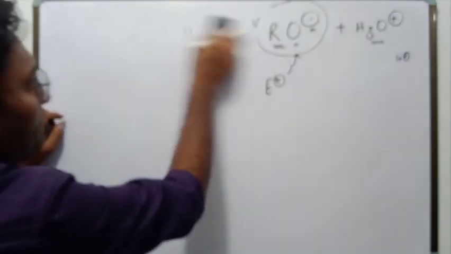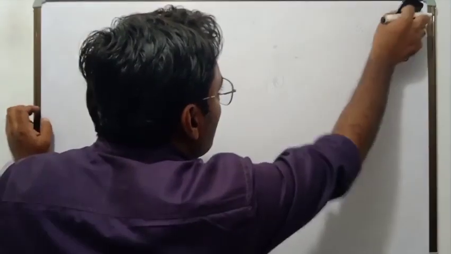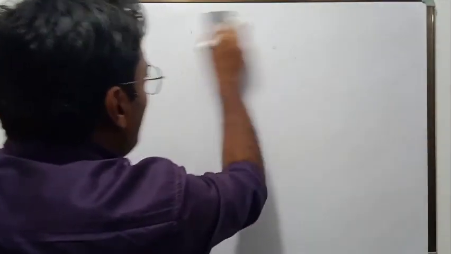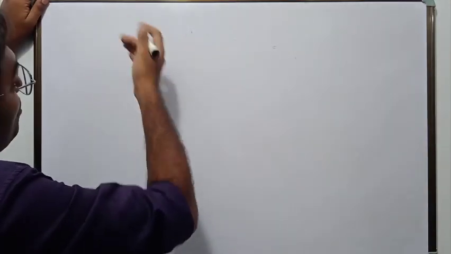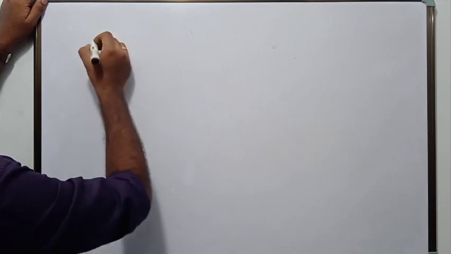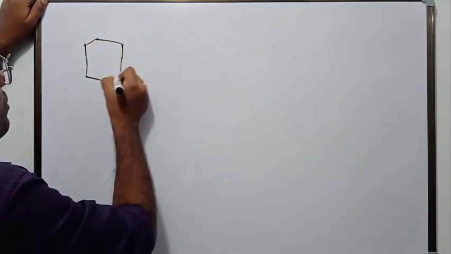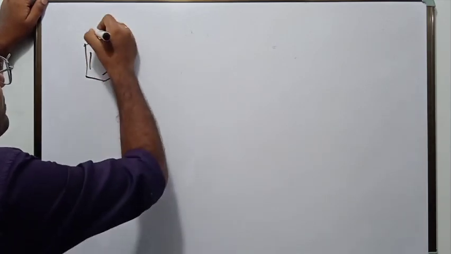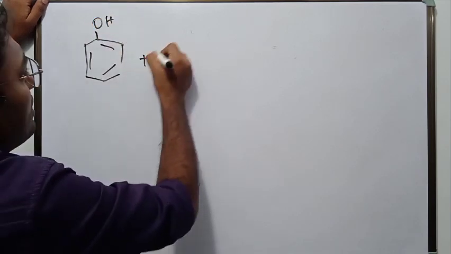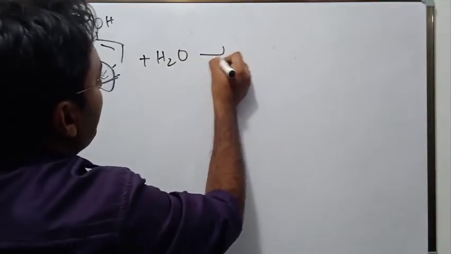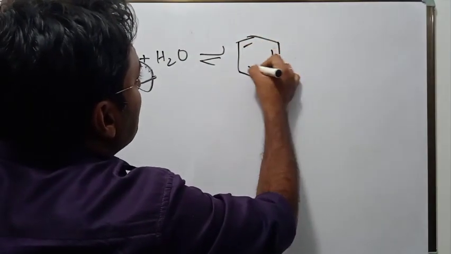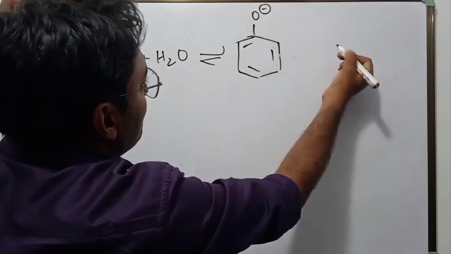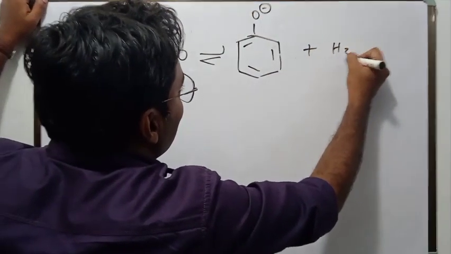Now let us reason out the acidity of phenol, and why it is a moderate acid, why not much stronger than carboxylic acid. We will discuss that. Let me first draw phenol. So this is the phenol. Dissolve it in water, H2O. What do you get? The conjugate base of phenol, what is it? Yes, the phenoxide ion. And what else? H plus.